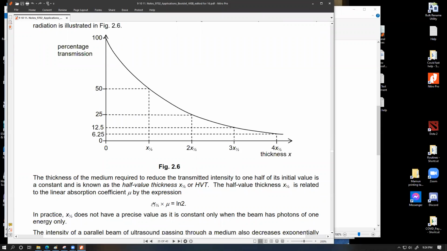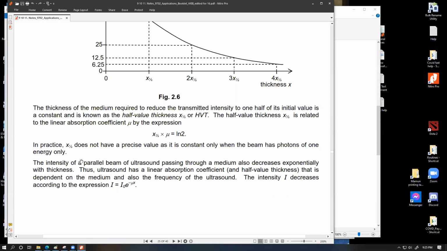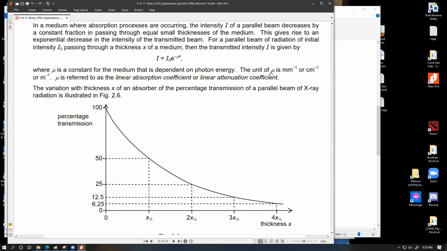It can be useful for some sets of calculation, but this equation is not very popular in terms of problem solving. But it's not a bad thing that you know this, because it's pretty similar to stuff that you've learned earlier. So you have to know the equation, the definition of the HVT, and eventually this last part that says that in practice, x half does not have a precise value, as it is constant only when the beam has photons of one energy only. So this means that x half, or the HVT thickness, is dependent upon two factors. It is because mu, the absorption coefficient, have a look.